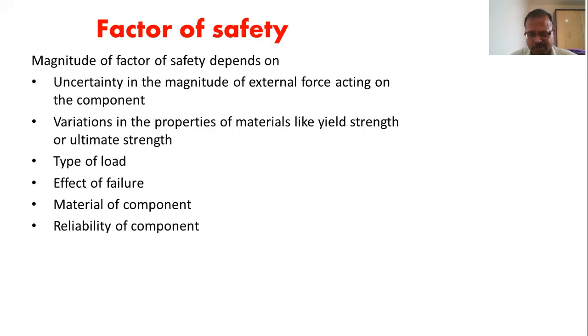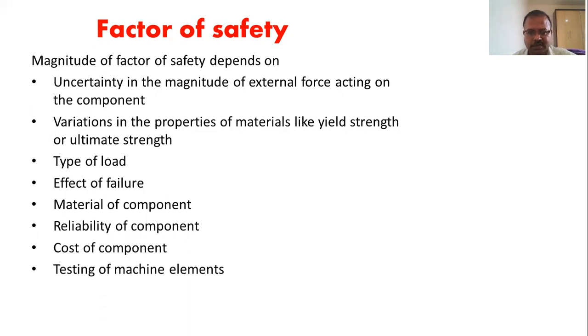Reliability of component. If reliability desired is more, higher factor of safety. If reliability desired is less, lower factor of safety. Cost of component. Now, cost of component can be related to weight. Weight can be related to dimensions, and dimensions can be related to factor of safety. More factor of safety means more strong element. More strong element means more dimensions. More dimensions means more weight. More weight means more cost. So cost governs the value of factor of safety.